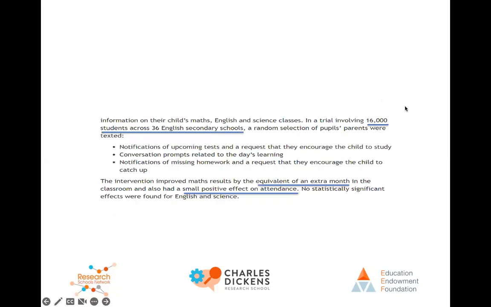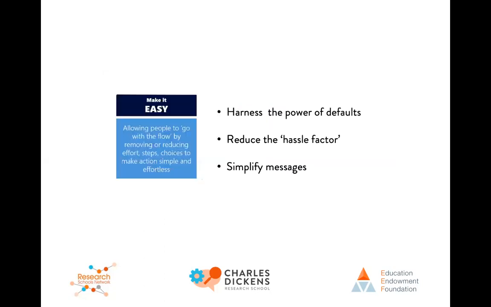Here you can see the outcome. So a large study, if you look at the underlined section, 16,000 students across 36 secondary schools. And we can see in that bottom paragraph that this intervention improved maths results by the equivalent of an extra month in the classroom and had a small positive effect on attendance. However, it's really important that we bring our criticality to this study. No statistically significant effects were found in English and science, but a useful example of a small nudge producing a significant result. Let's look a bit more closely at each of these elements.